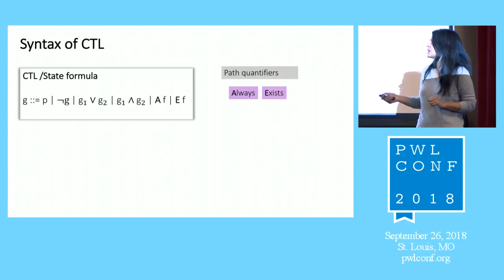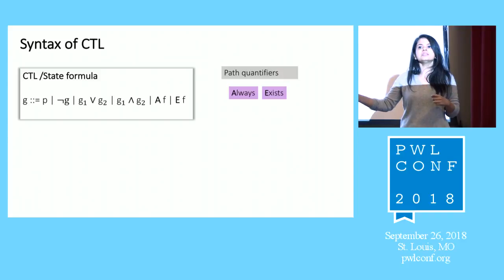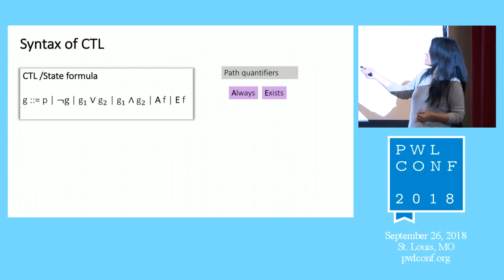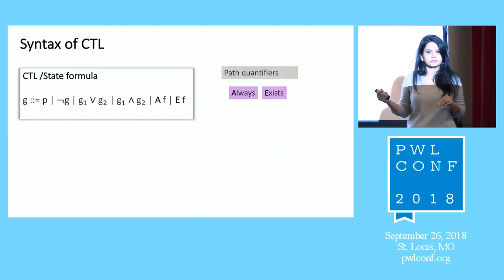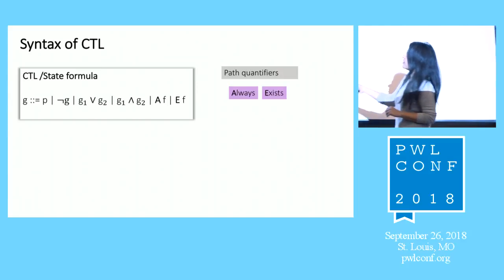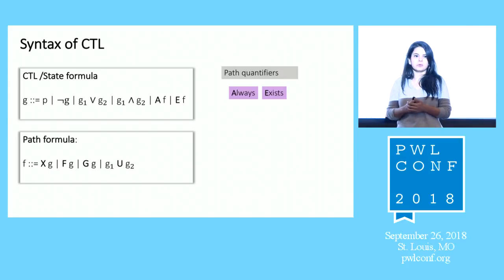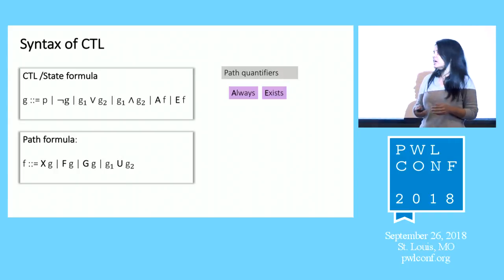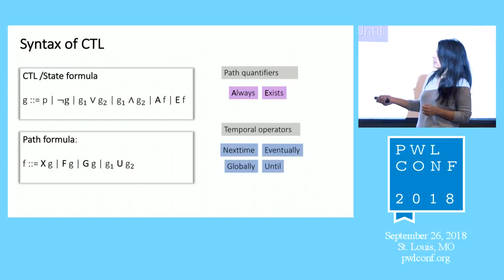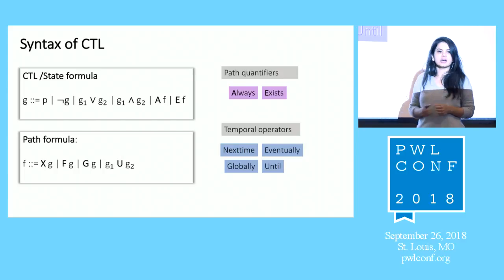Okay, so informally speaking, we say a state satisfies the formula AF if along all paths starting from that state, F holds. Similarly, we say a state satisfies EF if there exists some path starting from that state along which F holds. Okay? So what is F now? It isn't there in this grammar. Well, F is what we call a path formula, which is a formula that holds in a path starting from a certain state. It is built using these operators called temporal operators. This is the next time, eventually, global, and until operators.